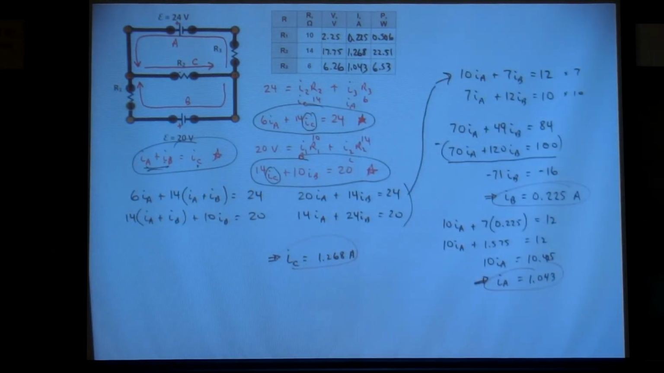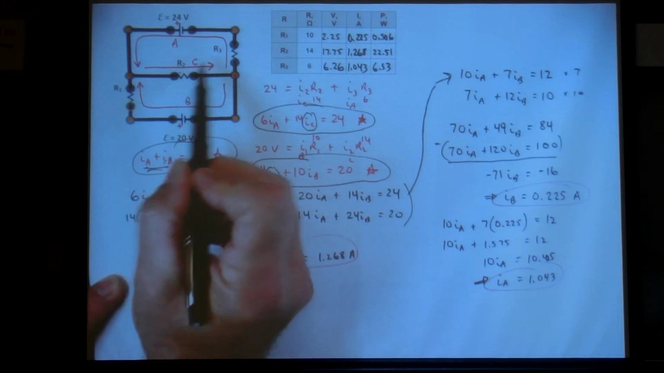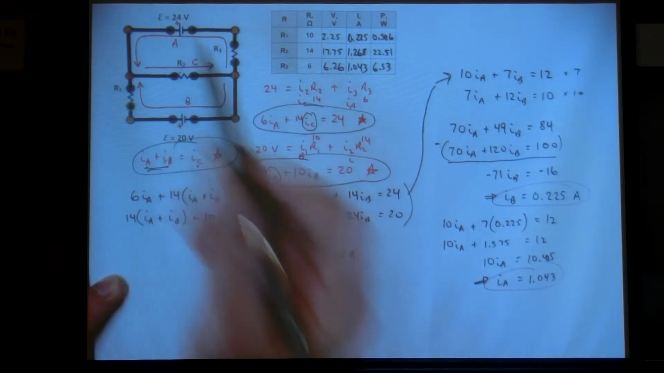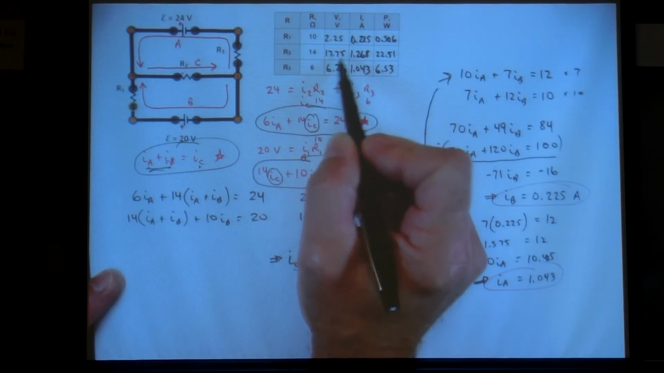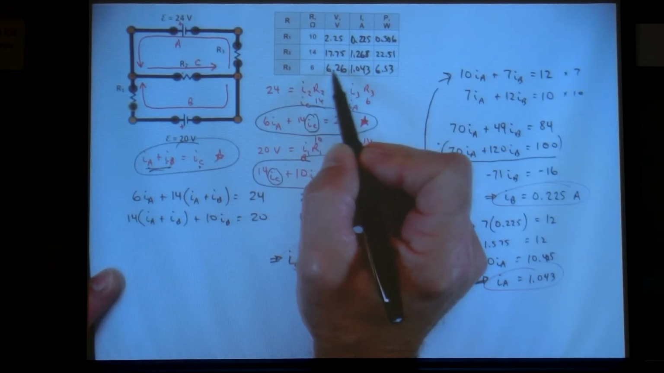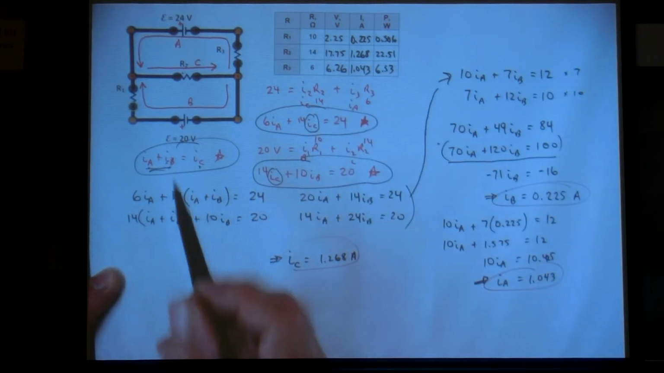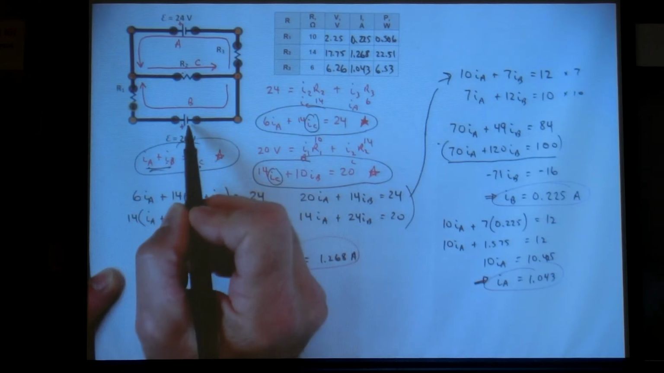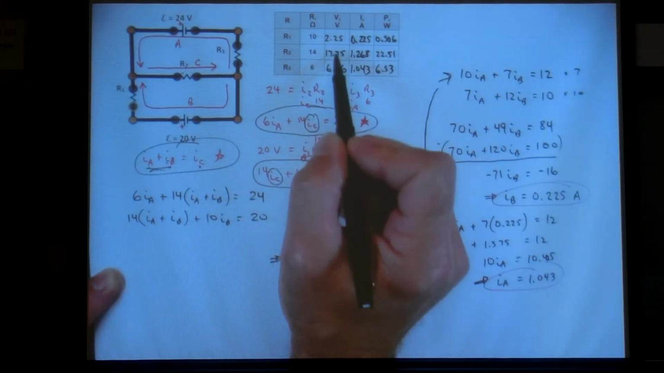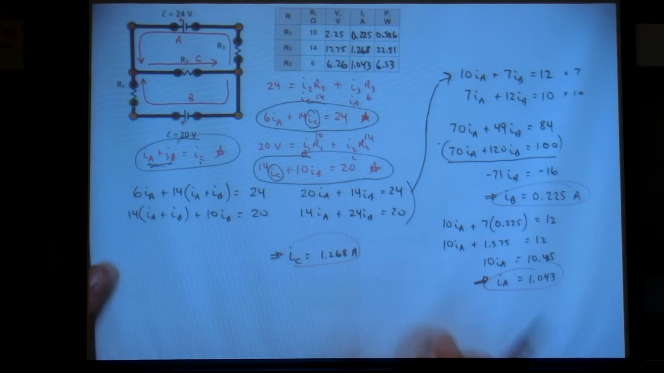So there's my answers. Now, are they correct? Well, will voltage 2 plus voltage 3 add up to equal 24? Well, that's 24.01. So that works out. Will voltage 1 plus voltage 2 add up to equal 20? Yes, they do. So if all of that works out, we can assume we got the answer correct.